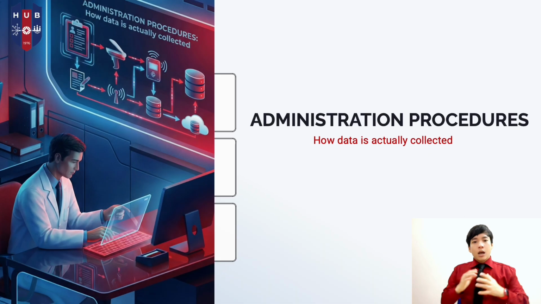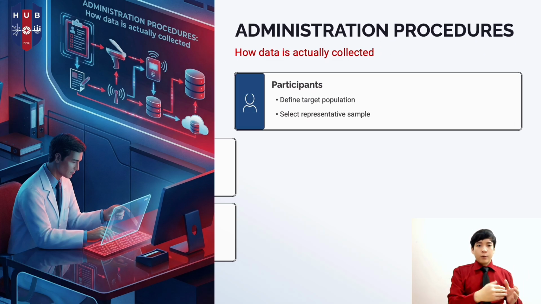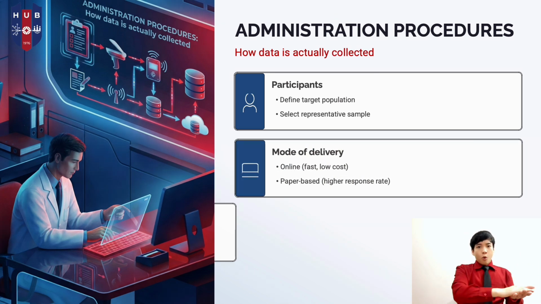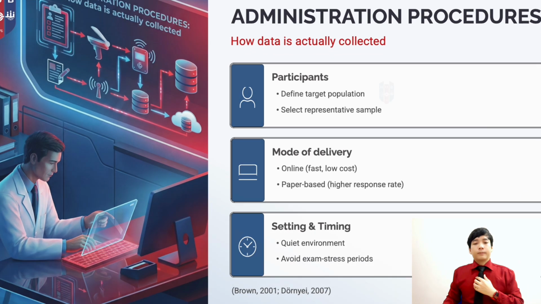Once the questionnaire is designed, the way we administer it can make or break the study. First, we must choose participants very carefully to ensure that our sample accurately represents the target population. Next, we decide the mode. Online questionnaires are very quick and convenient, while paper-based formats often achieve higher completion rates because the researcher is physically present to clarify any doubts. Finally, context matters. We should distribute the survey in a very quiet space and avoid stressful times like exam weeks, so that external anxiety does not contaminate our data. So administration must be intentional to ensure trustworthy results.